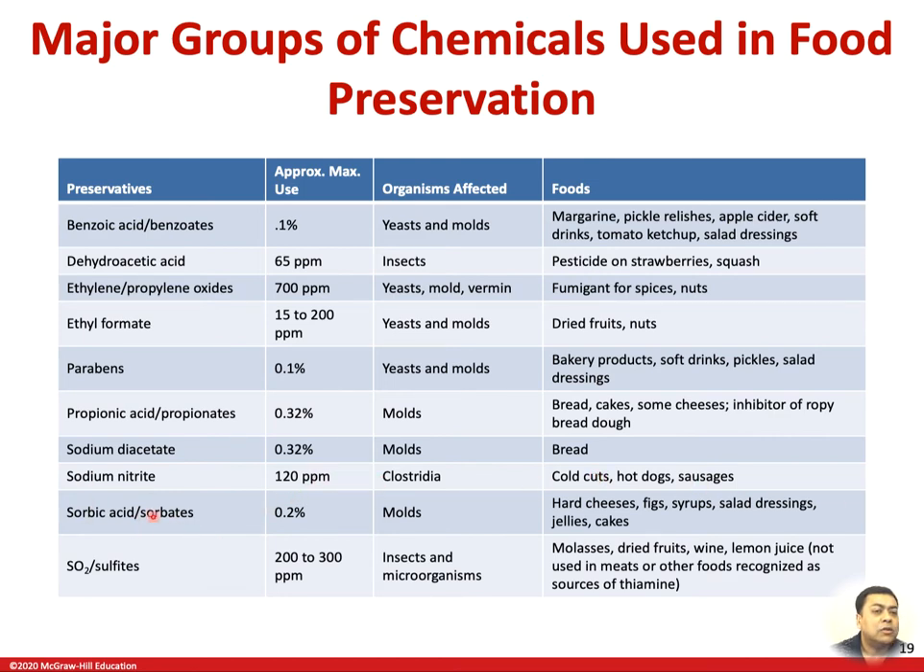Then sorbic acid or the sorbates, sulfur dioxide or sulfites, can prevent the growth of insects and microorganisms in molasses, dried food, wine, lemon juice, etc.